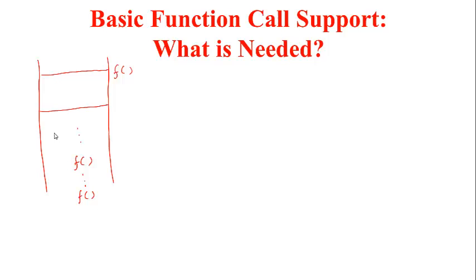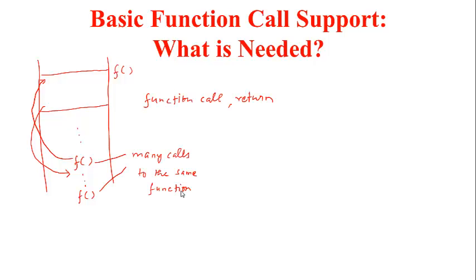So there are actually two instances of non-sequential execution in a function call. One is the call itself, where control is transferred from here to the beginning of the function, and then at the end of the function we need to transfer control back to the instruction after the function call. So we need to support function call as well as function return.